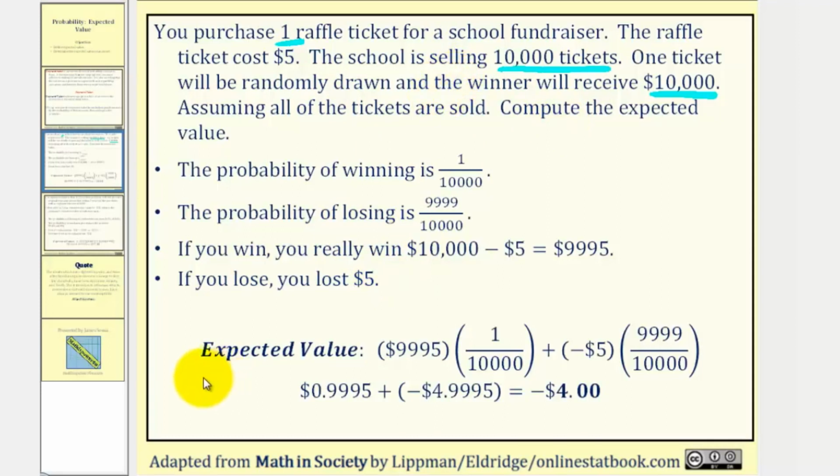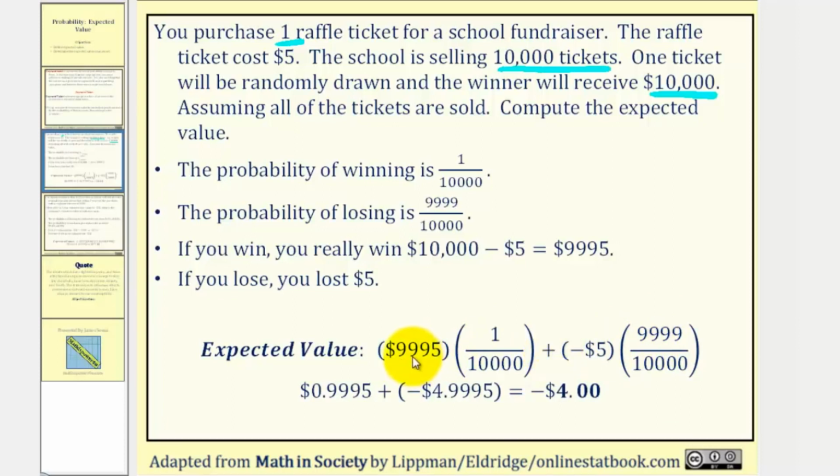The expected value is going to be equal to the outcome of winning times the probability of winning plus the outcome of losing times the probability of losing. So again, if we win $9,995, the probability of this occurring is 1/10,000th. If we lose $5, the probability of this occurring is this probability here. So we find this product, and then find the sum to find the expected value.